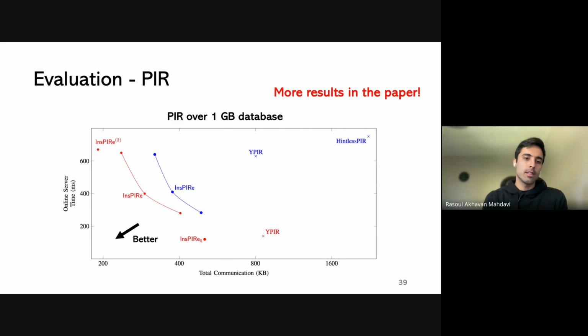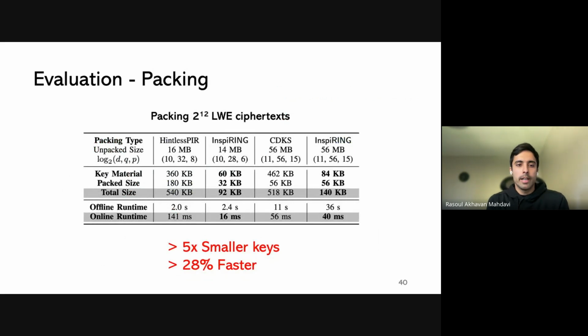So this is just a subset of the results, but I invite you to read the paper for more numbers and more examples of the performance of InsPIRe and the breakdown as well. This next evaluation is about the packing specifically, more like a micro benchmark on the packing procedure. In this example, we're packing 12 LWE ciphertexts using the different packing procedures with different parameters.